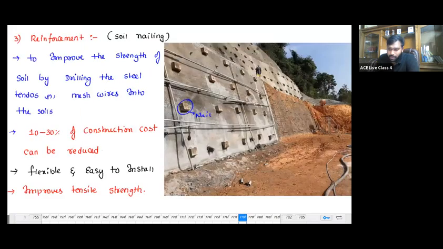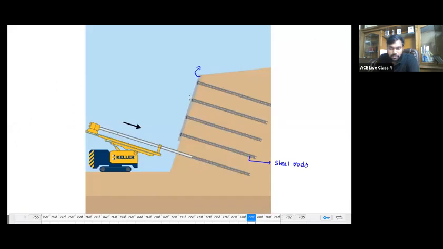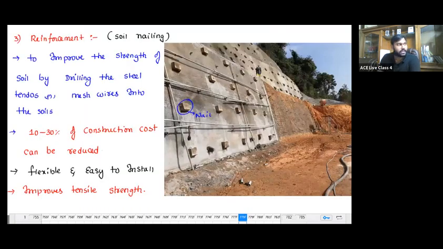So you see here the outside projection. This is known as shotcrete facing. We call it shotcrete facing. Whatever this paneling is, that is nothing but shotcrete facing.